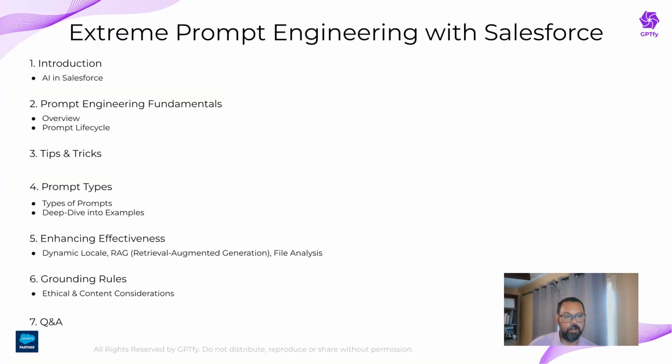Then we'll touch briefly on enhancing the effectiveness of prompts. How do you bring in things like localization? We'll talk about RAG models and how you can benefit from that. A little bit about if you want to do file analysis through prompts from inside Salesforce. And then we'll jump into grounding rules, a little bit on ethical and content considerations, a little bit on security, things like that, and then Q&A.